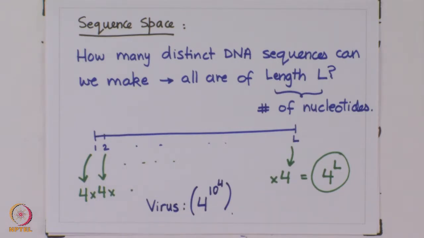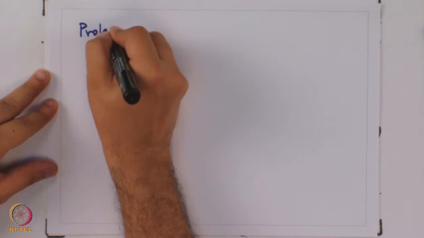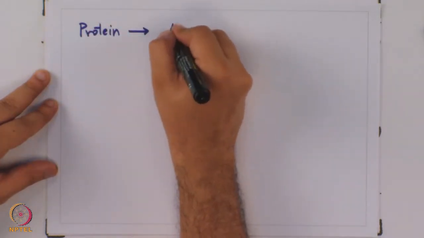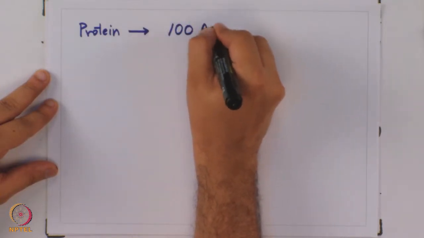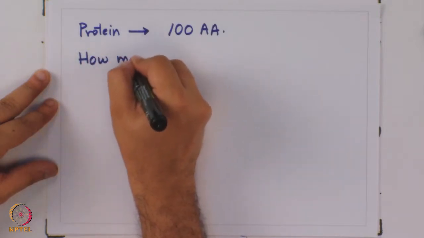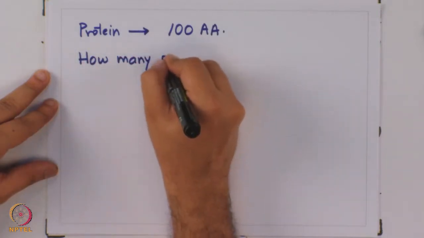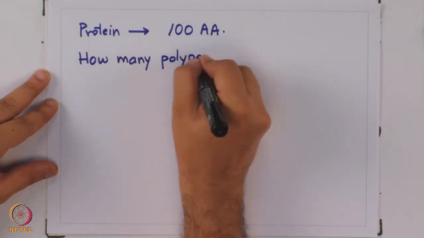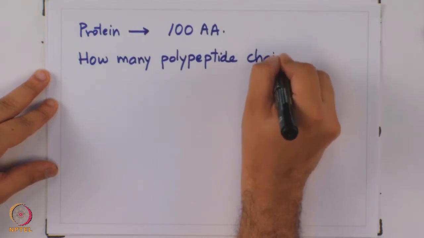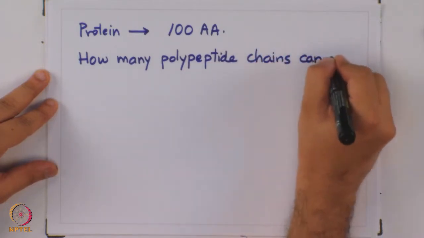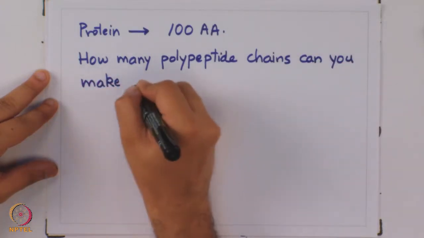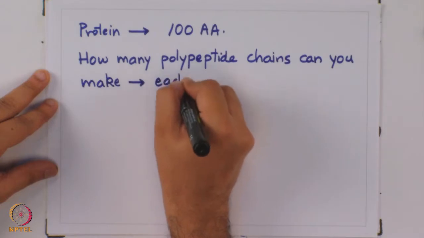Let us think in terms of proteins. Let us imagine that a protein is comprised of 100 amino acids, and the question is how many polypeptide chains can you make such that each is of length 100.